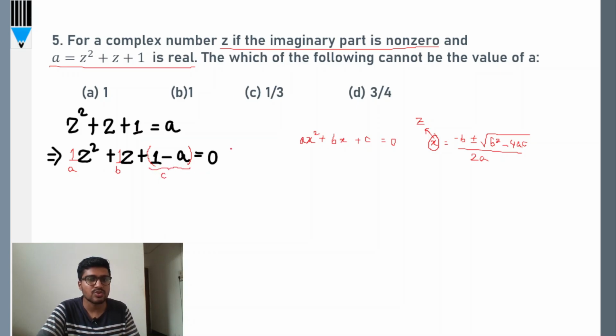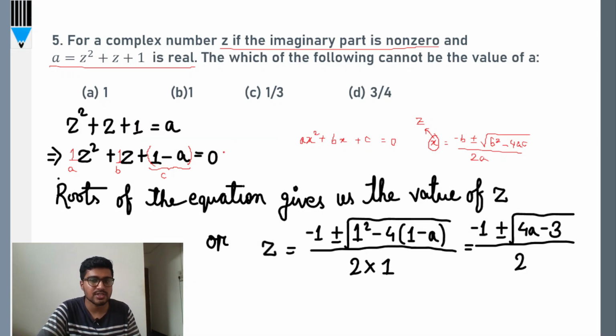So if we want to solve for z, we do minus b, which is minus 1 in this case, plus minus root over b square minus 4ac, where b is 1, a is 1, and c is 1 minus a, so 4 into 1 minus a, all divided by 2a, which is 2 into 1. This is just the simple formula we use directly to find the root.